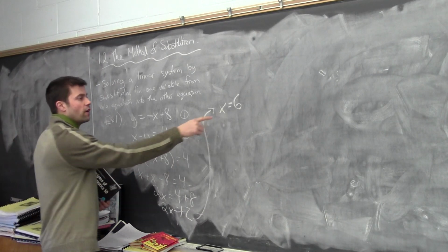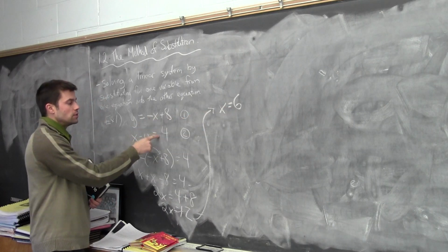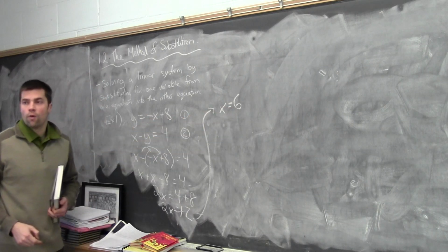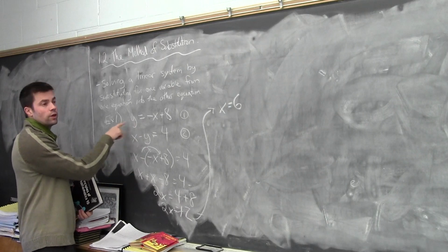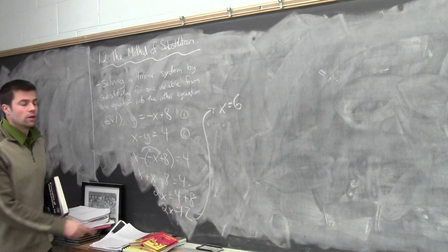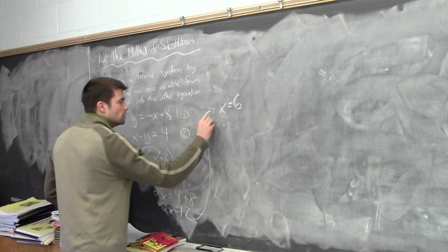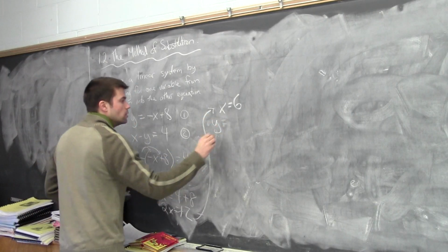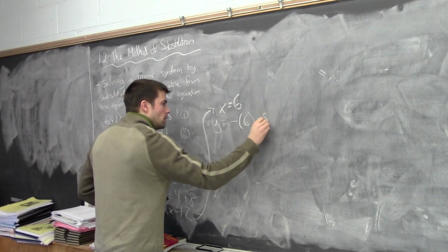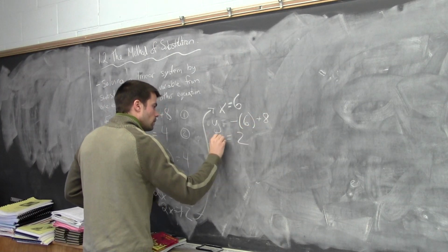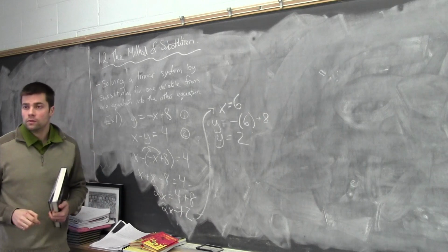Once I have the value of x is equal to 6, I can substitute it into either equation to find y. So it's my choice. I could choose this equation, but because this one is already set up to find y, I'm going to choose to substitute into this equation. So y is equal to negative 6 plus 8. y is equal to 2. Any questions there?